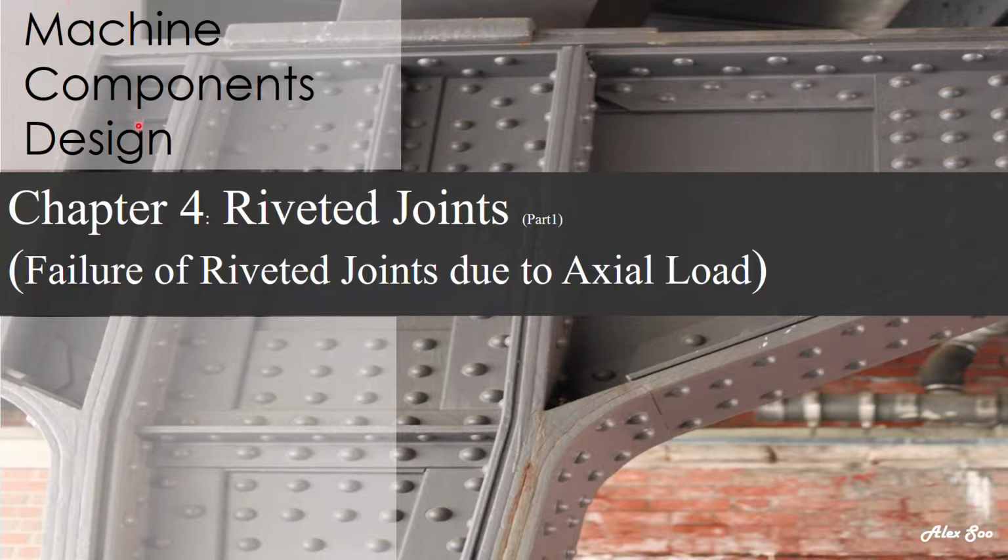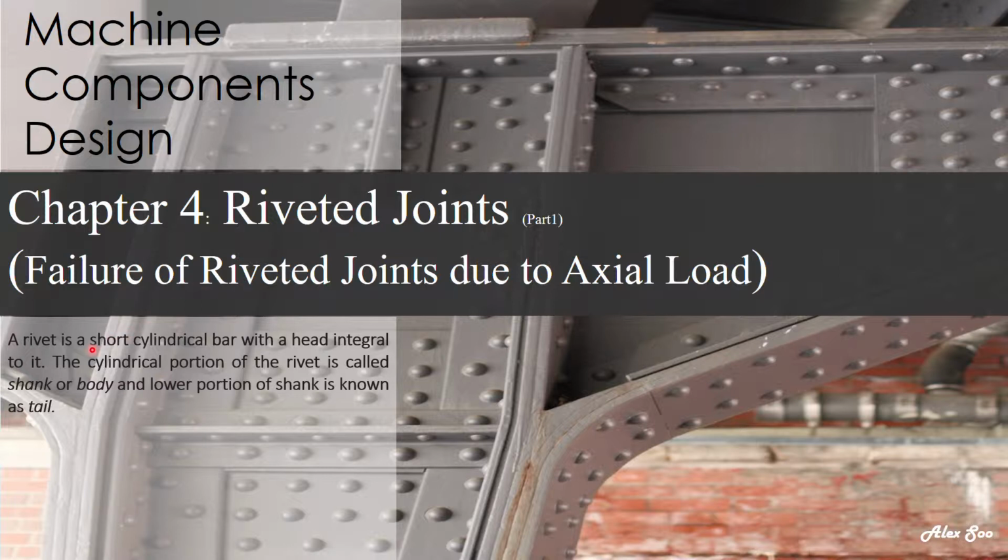Okay, now this chapter we will be looking at riveted joints. Before that, we will be looking at the terms that we use in this section. What is a riveted joint or a rivet? A rivet is a short cylindrical bar with a head integral to it. The cylindrical portion of the rivet is called the shank, or body, and the lower portion of the shank is known as the tail.